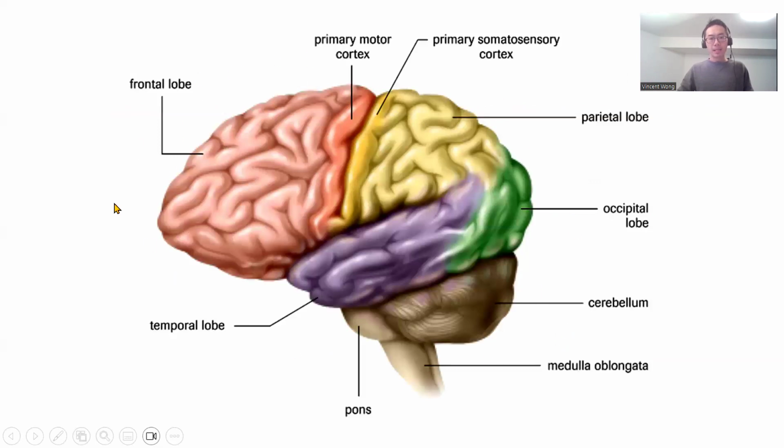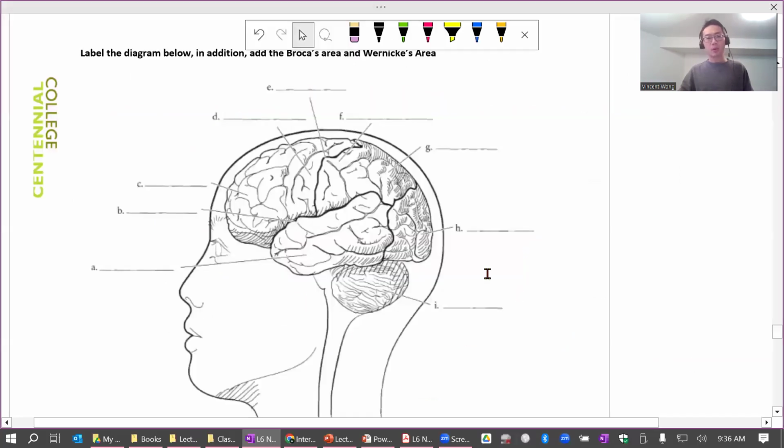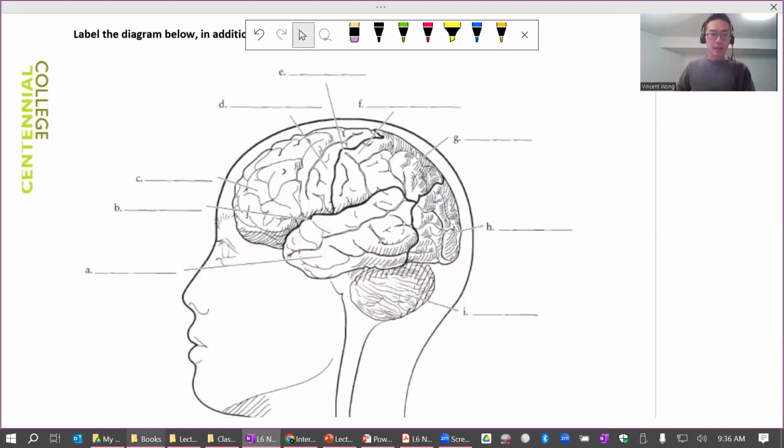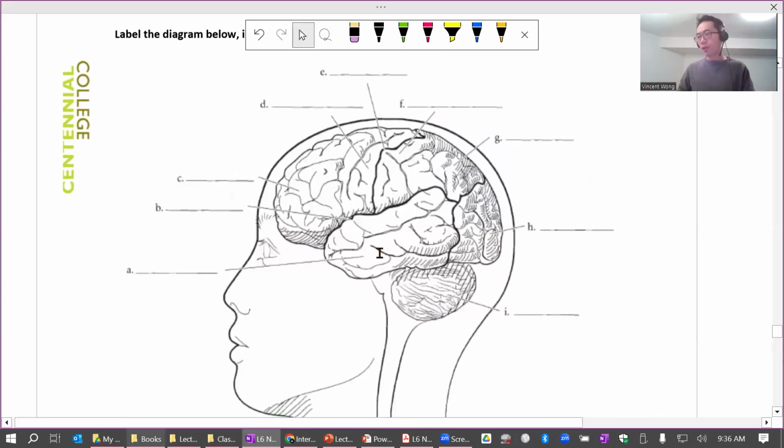So these are the different regions of the brain, and I think it's better if we label it together. Okay, so let's go to this study guide diagram. And let's fill in a few things here before we have our break. Okay. So a lot of things that we have to do here. Hopefully you have colors.